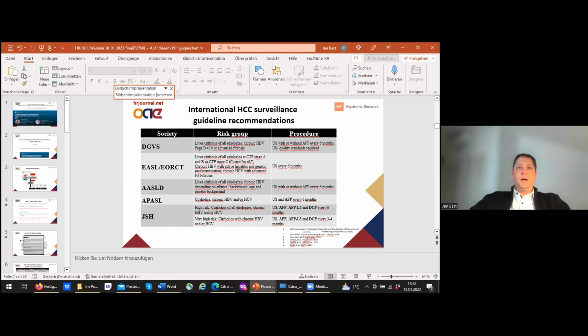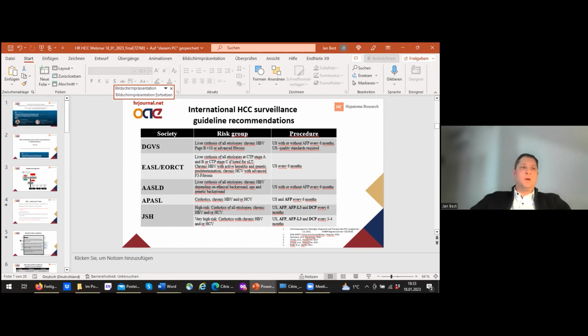The European guidelines have similar inclusion for surveillance, but here we can already see that ultrasound biannually is recommended only without additional utilization of AFP. Then the American guidelines, again, they recommend ultrasound with or without AFP. Then the Asian guidelines, they recommend ultrasound and AFP every 6 months.